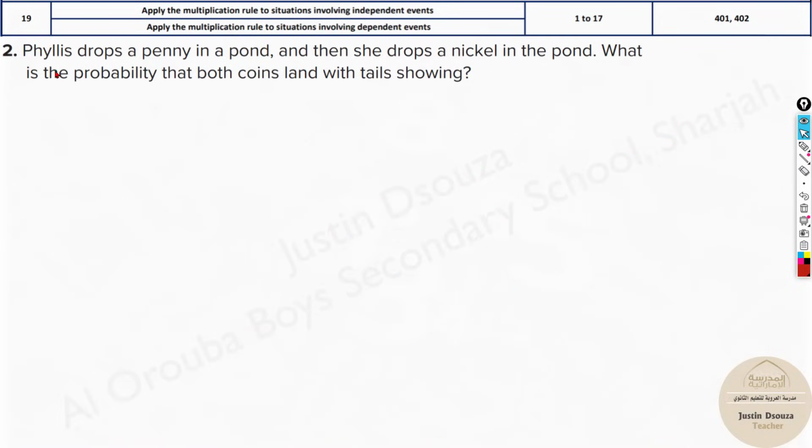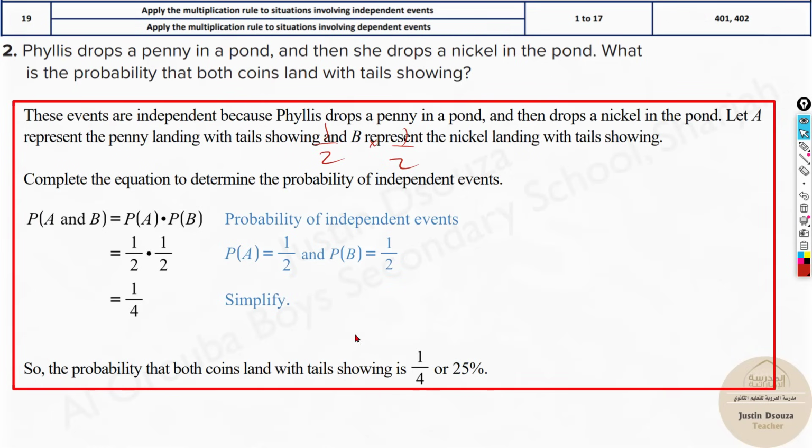Here we have Phyllis drops a penny in a pond and then she drops a nickel in a pond. What is the probability that both coins land with tails showing? So both are coins, each have the probability of 1 by 2, 1 by 2. Even if she drops the same coin, the probability doesn't change. The probability of the first one is 1 by 2, second one is 1 by 2. So it is 1/4 or 25% would be the answer. Very simple. So this is the probability equation.